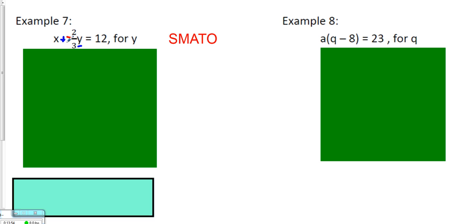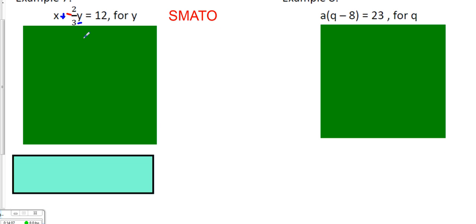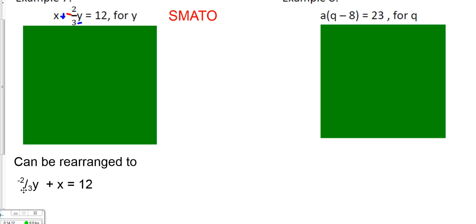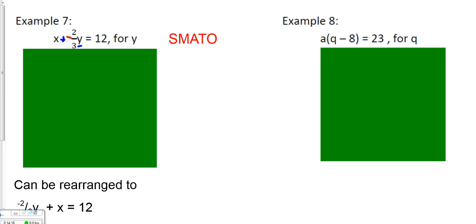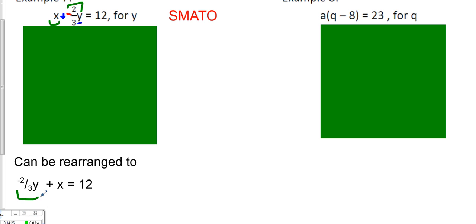Now that it's an x plus something, this helps us see why we can flip them around and rearrange it. Since these two are our numbers, positive x and negative 2/3 y, we can flip those around and rearrange our equation to look like this. Negative 2/3 y plus x. We only have two terms here, our positive x and our negative 2/3 y. These are two separate terms, so we can rearrange them. Negative 2/3 y is over here, positive x is over here.